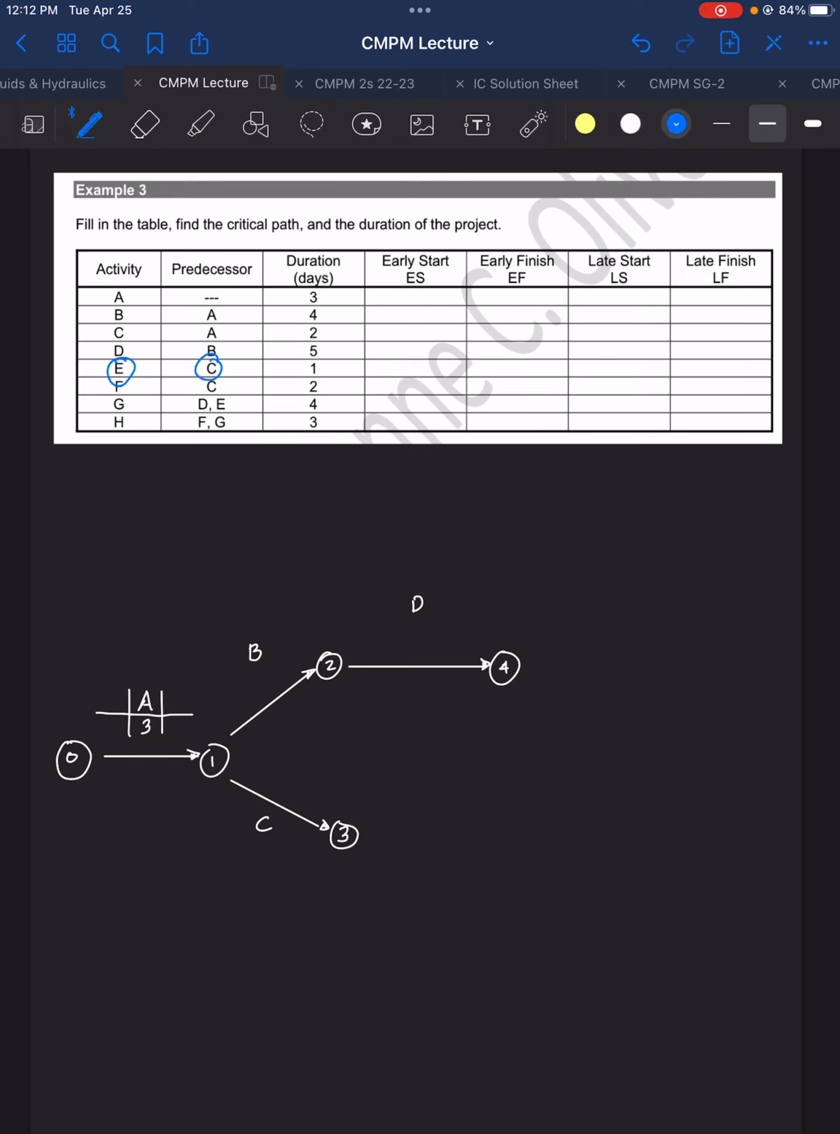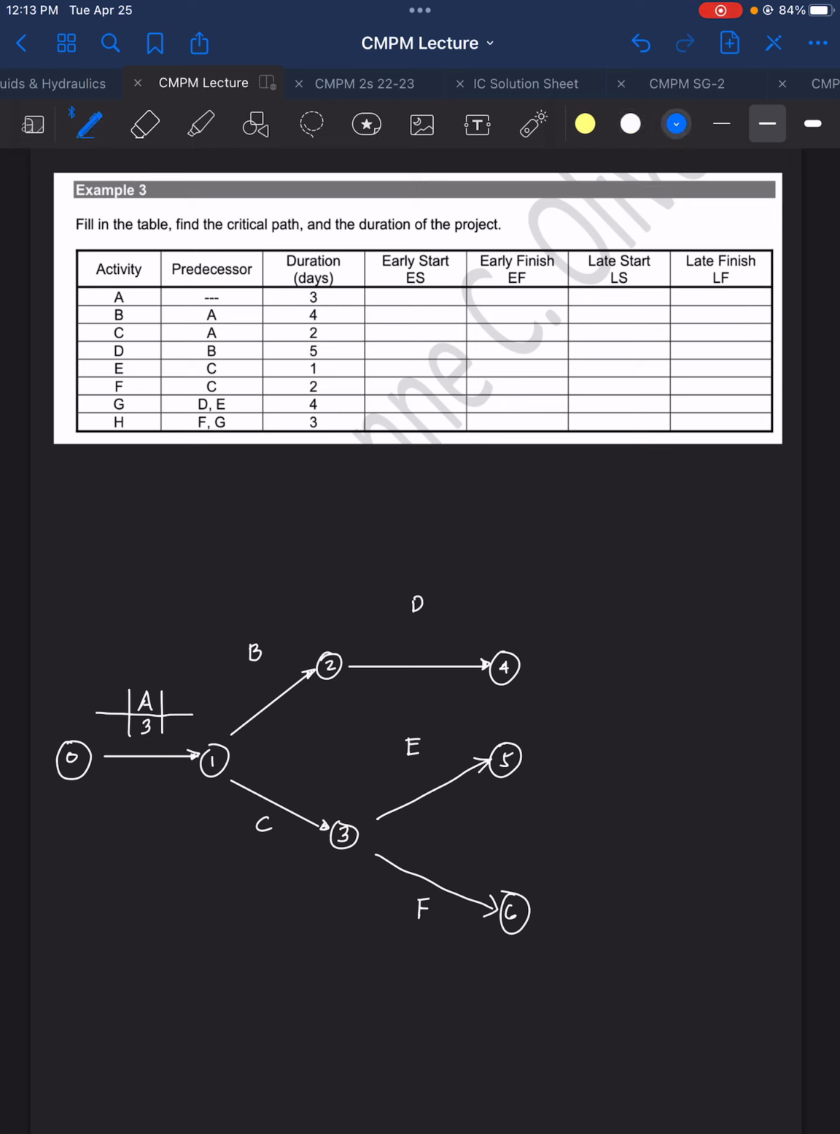It will start after finishing activity C. And notice that both E and F will start when activity C is finished. So activity C will branch out. So something like this. So this is now our node 5, node 6. So this is C, so this is E, and then this is F.